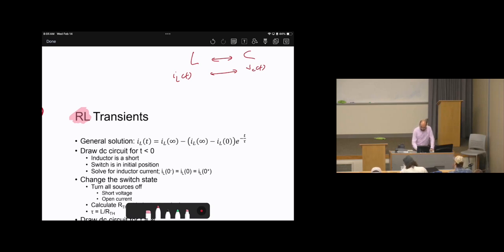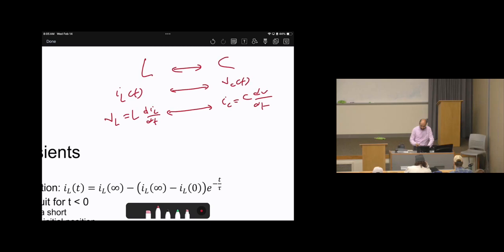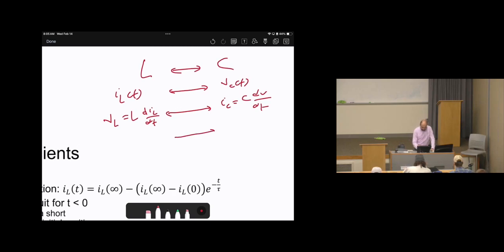Also in the capacitor, in order to find the current, we used to say IC equals C dV by dt, while for the inductor it is the opposite. We will say VL equals L dIL by dt. So replace every current by voltage, every voltage by current. Replace every inductor by capacitor, every capacitor by inductor. They are the opposite of each other. And the other thing, when we calculate tau, we used to say R Thevenin times C, while here tau will be L over R Thevenin.